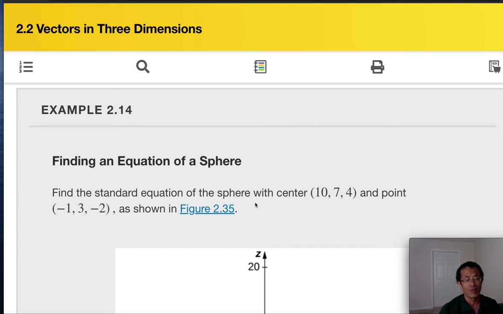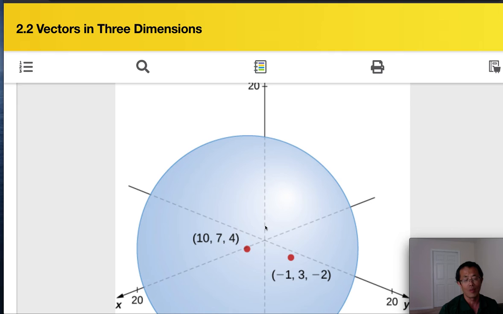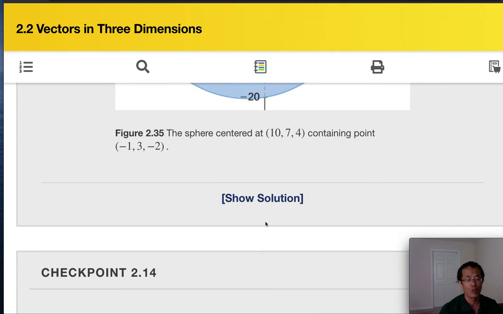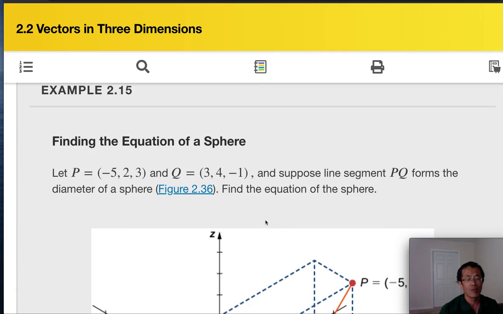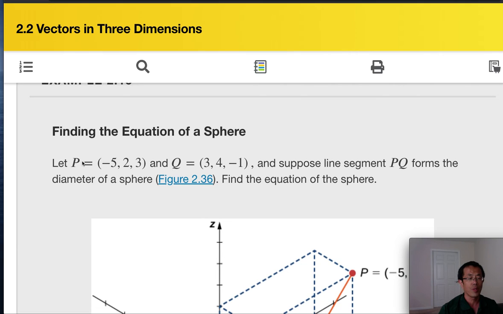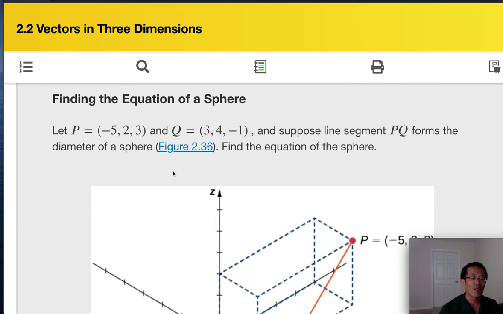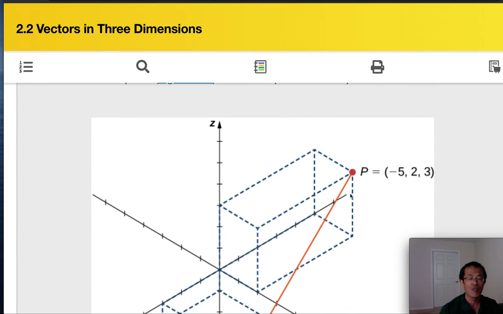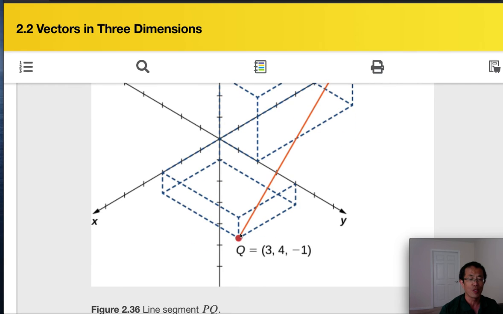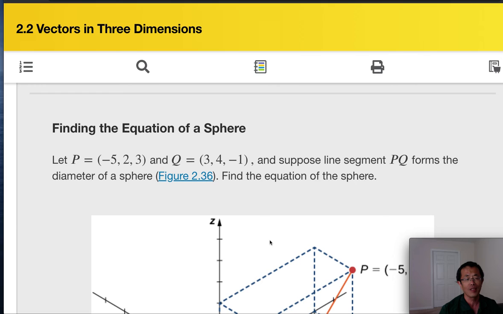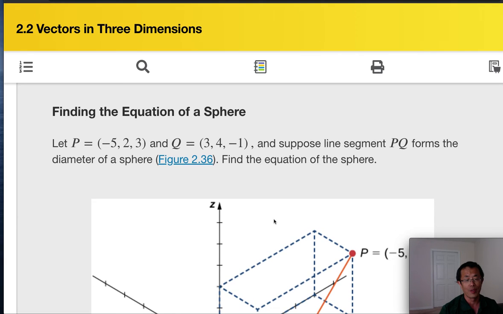I'm not going to solve this one, and you can see this is the solution in the textbook. The other problem might be worth a little more explanation. It is example 2.15. Find the equation of the sphere. We are given two points, P and Q. And actually this time, P and Q are supposed to be the diameter of the sphere. And then the question is, how do we write out the equation of the sphere?